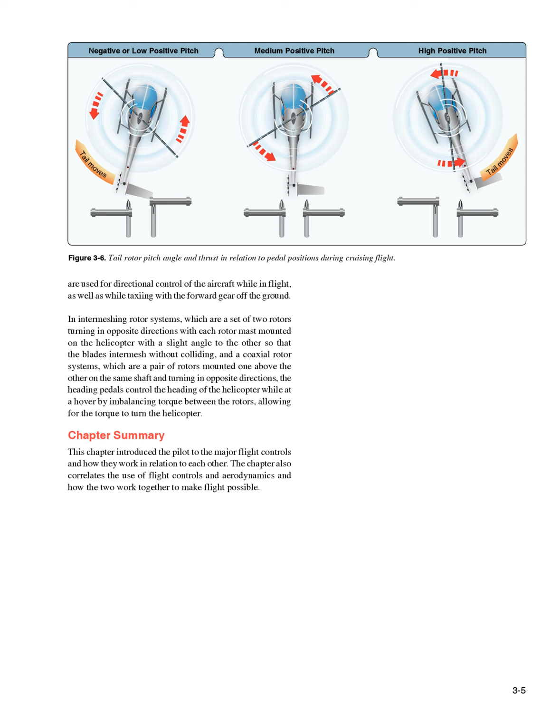Chapter summary. This chapter introduced the pilot to the major flight controls and how they work in relation to each other. The chapter also correlates the use of flight controls and aerodynamics, and how the two work together to make flight possible.